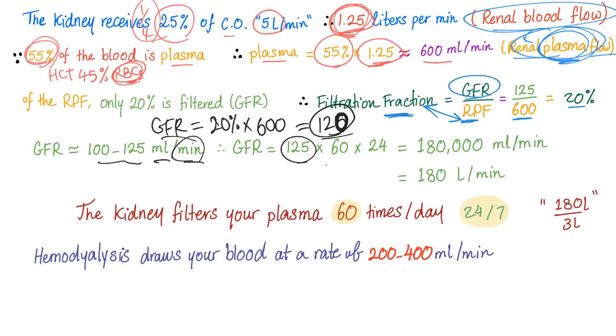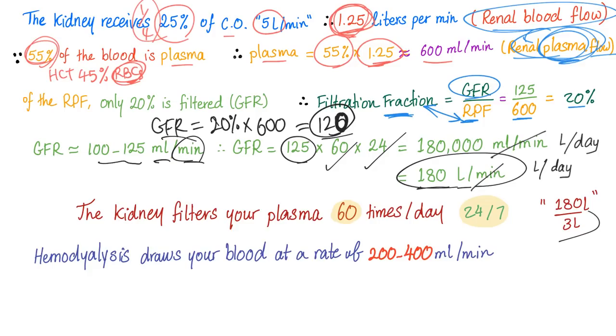You want per hour, times 60. You want per day, times 24. And you get 180 liters per day. You have only 3 liters of plasma in your body. So the kidney filters your plasma 60 times per day, 24/7. Something to be thankful for.